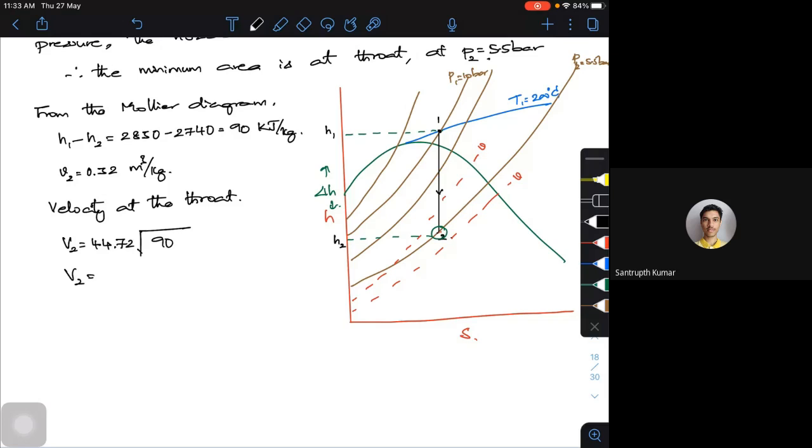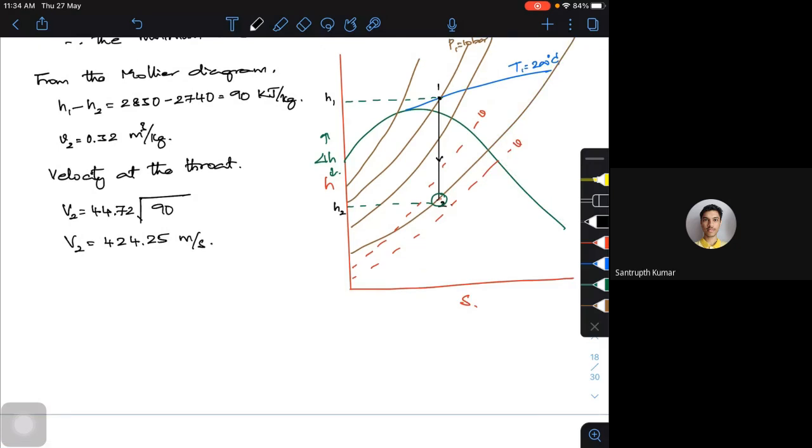How much are you getting? 424.25 meters per second. Now how to find the throat area? To find the throat area, we know that mass flow rate is given by A2 into V2, the velocity, divided by specific volume at 2. So I need to find A2.